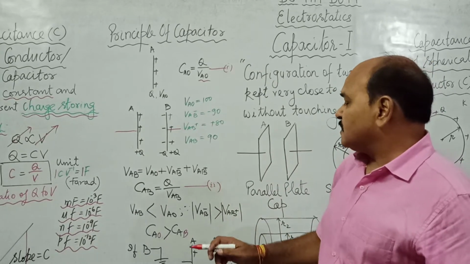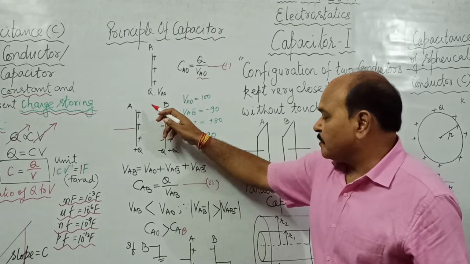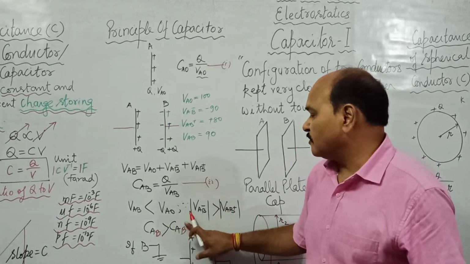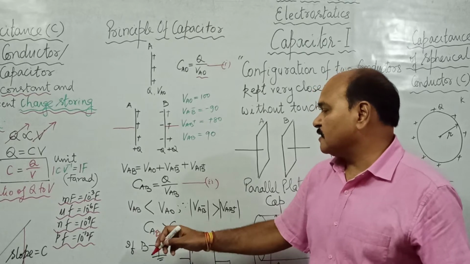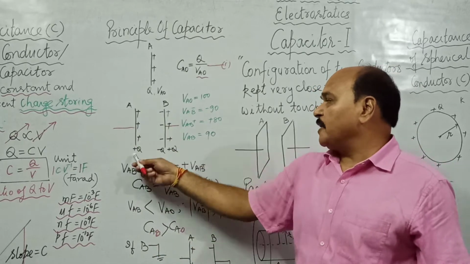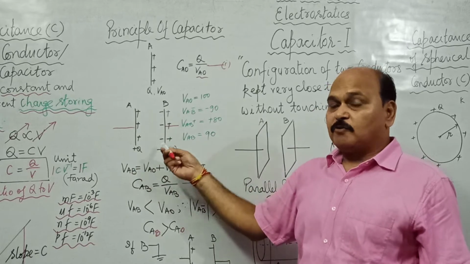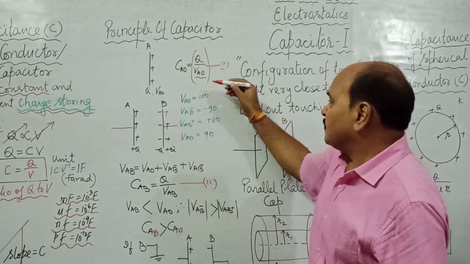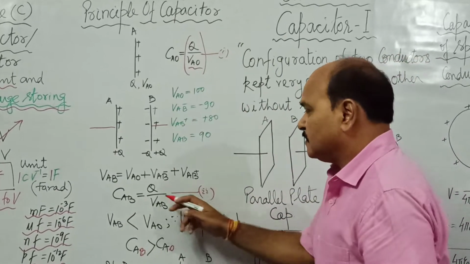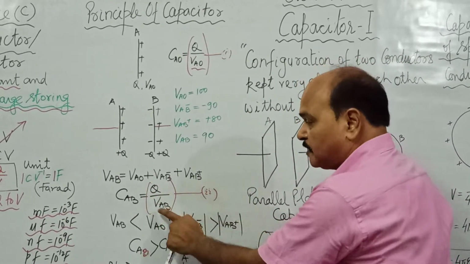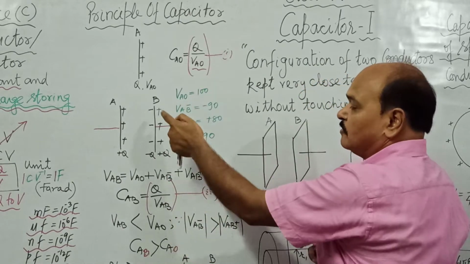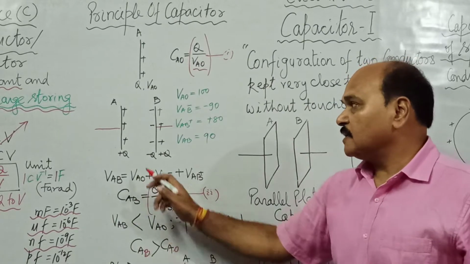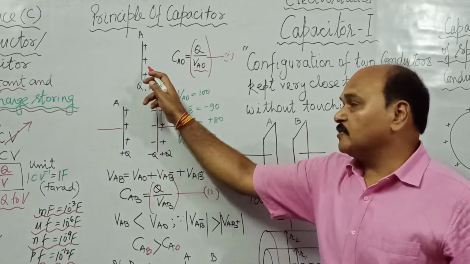So what is this capacitance? The capacitance of the plate A when it is with B, CAB, would be greater than CA0. The capacitance of this plate when another plate is kept close to it becomes greater. See, in this fraction, what is happening? The numerator Q remains the same, the denominator VAB is less than VA0. That is why CAB is greater than CA0. The capacitance is greater in this situation as compared to this.